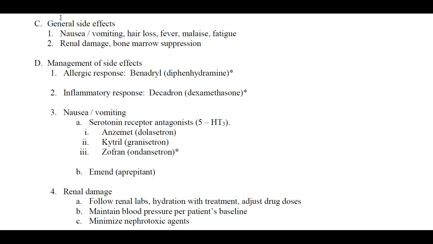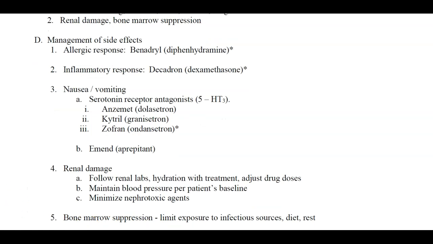A very common side effect of anti-neoplastic agents is nausea and vomiting. The drug that we use for this specific type of nausea and vomiting is ondansetron or Zofran, which is a serotonin receptor antagonist.